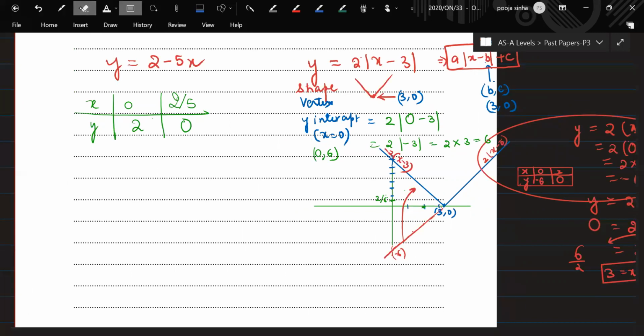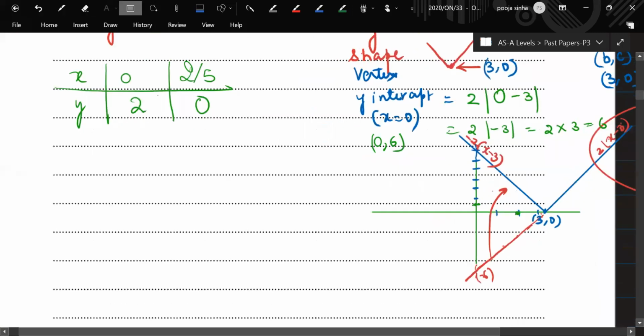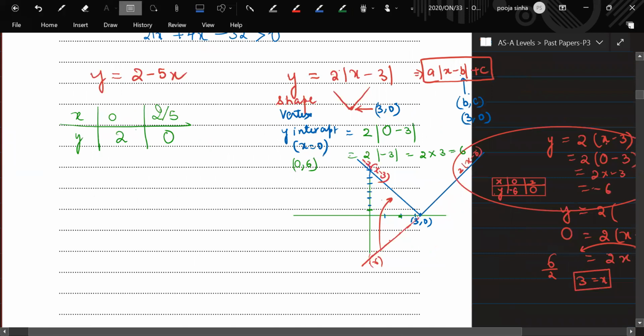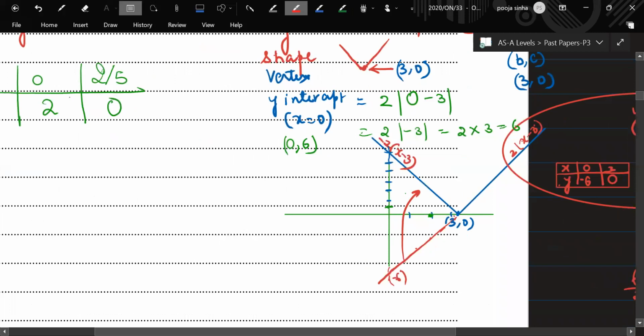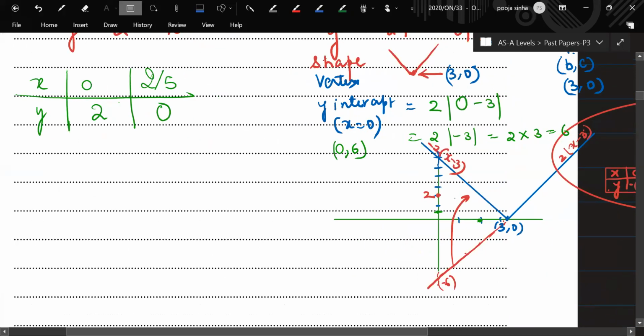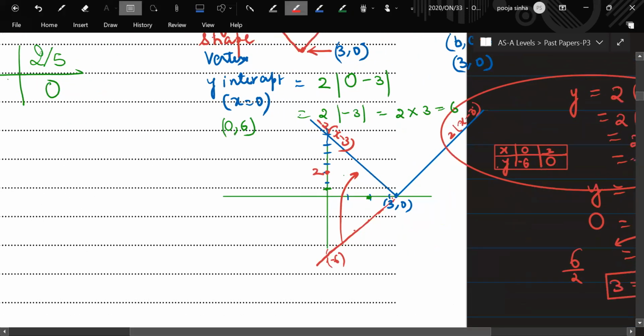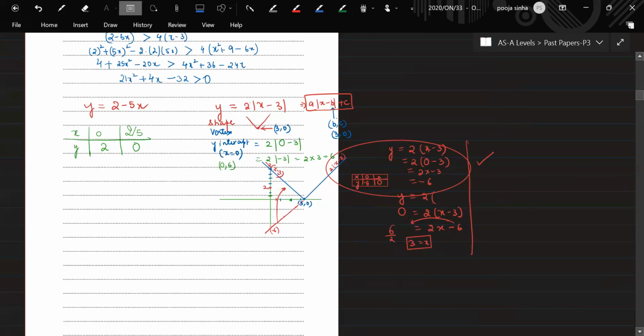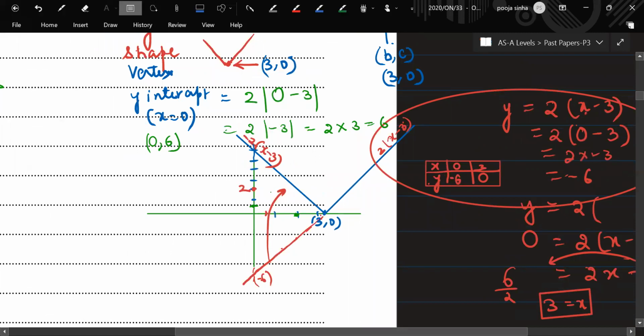Am I doing something wrong? I think I'm doing something wrong here. I don't know. When x is 0, y is 2 now, so this should be a thing. Okay. When y is 0, x is equal to 2/5 here, which is somewhere here. Okay, not a problem. Got it.